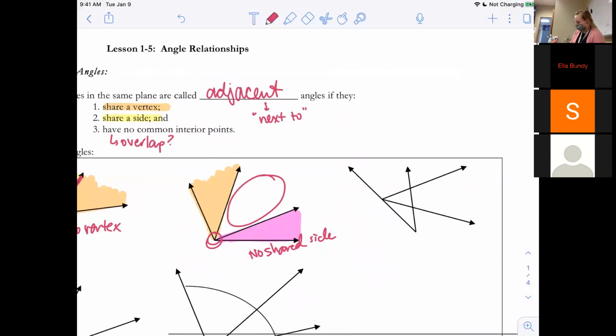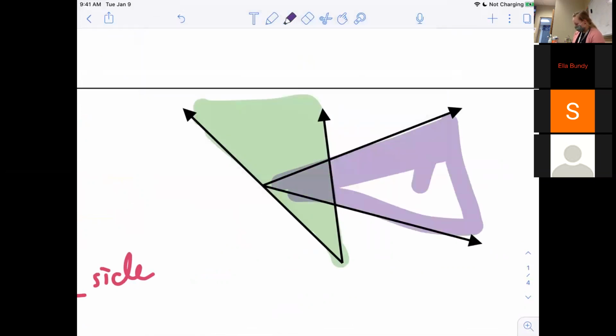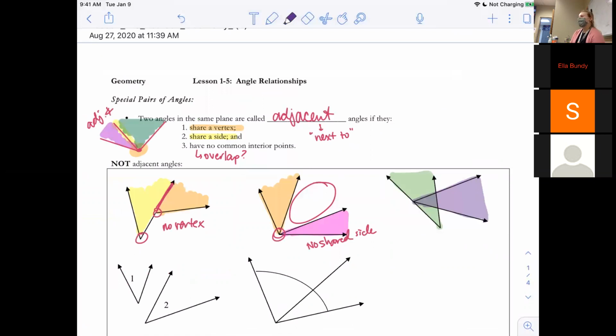Next one. I've got a green angle right here. I'll zoom back out in a second if I'm moving too fast. And I've got this purple angle over here. What's my issue on the green and purple angles? They overlap, and they don't share a vertex. Is there anything else that I have a problem with? They don't even share a side. They do nothing, right?